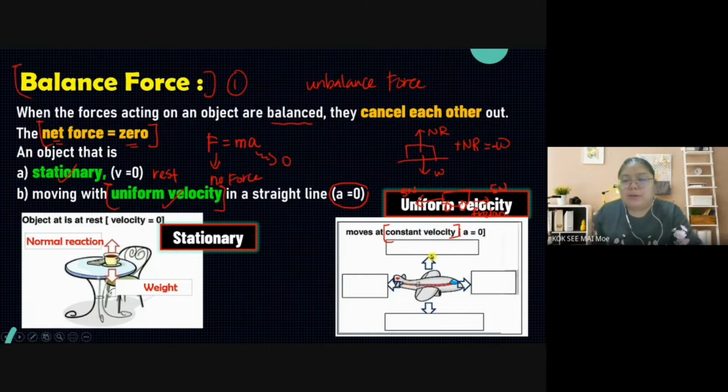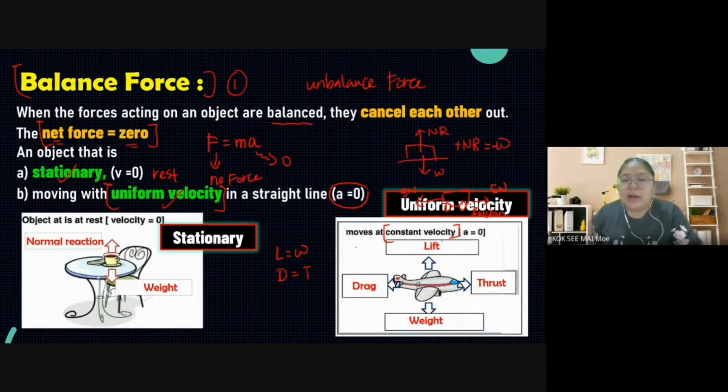So from here, up, we still have the normal reaction, but this one is a plane. For the plane it is lift, because it wants to lift up. Down is the weight. Okay, front is the thrust, and behind is the drag. So now I can say the equation is lift equals weight. After that, uniform velocity, drag equals thrust. Okay, so this is the meaning of constant velocity.